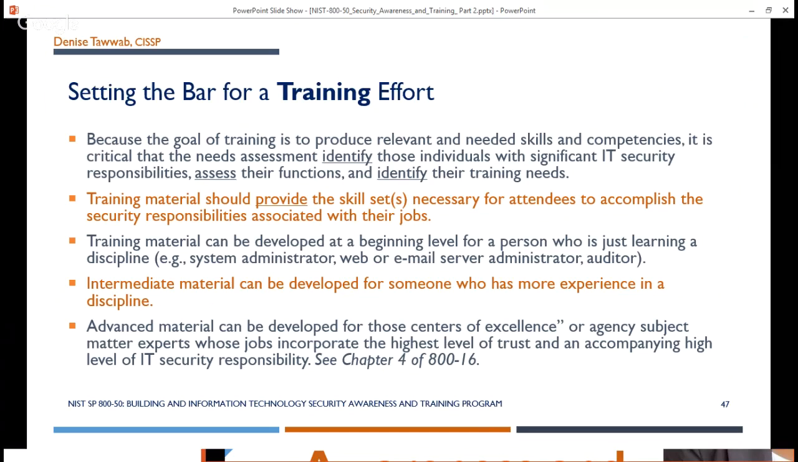Okay, setting the bar for a training effort. Because the goal of training is to produce relevant and needed skills and competencies.